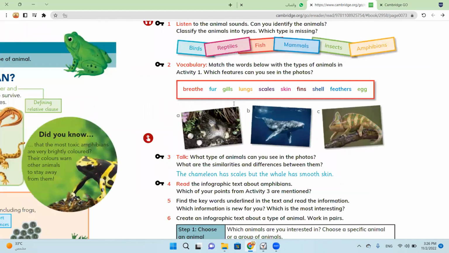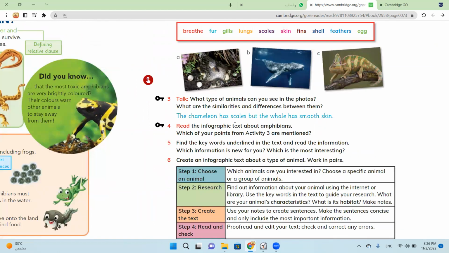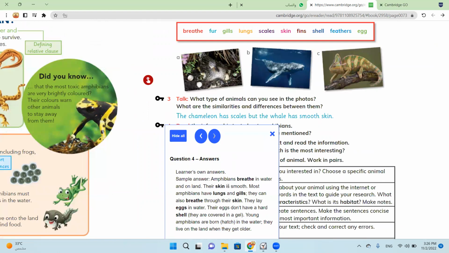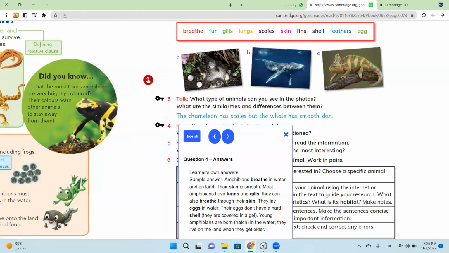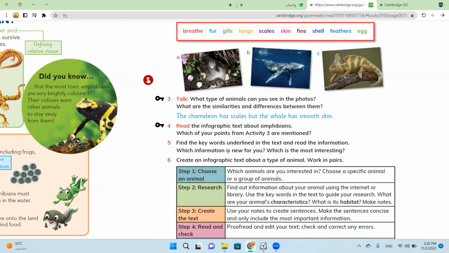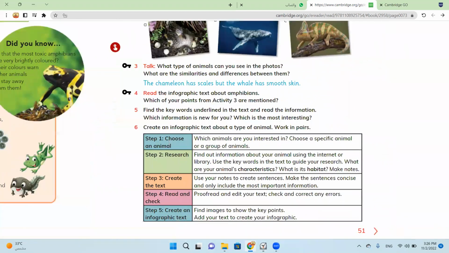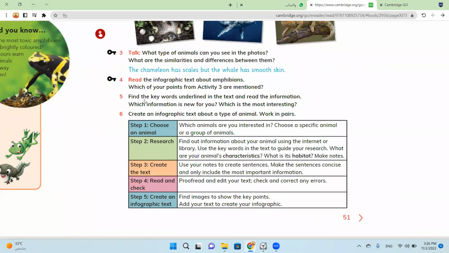From activity 3, which of your points from activity 3 are mentioned? So, they mentioned the type of skin is smooth, for example, and now we can move to activity number 5.